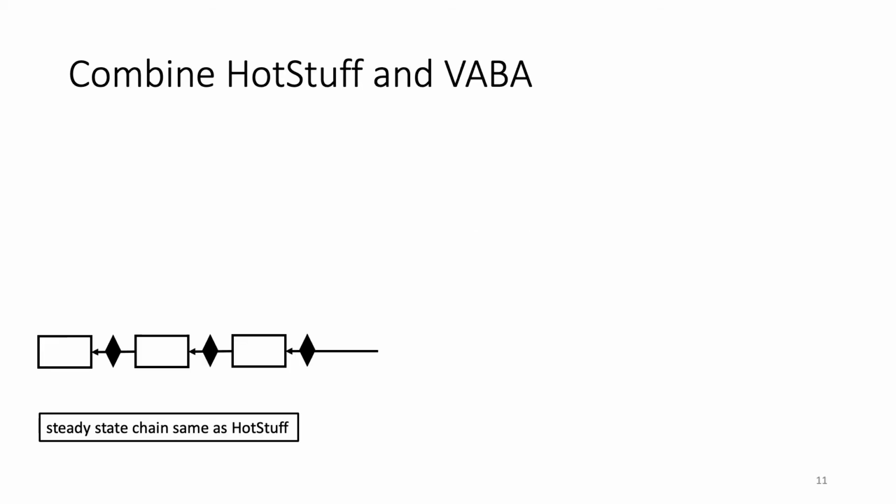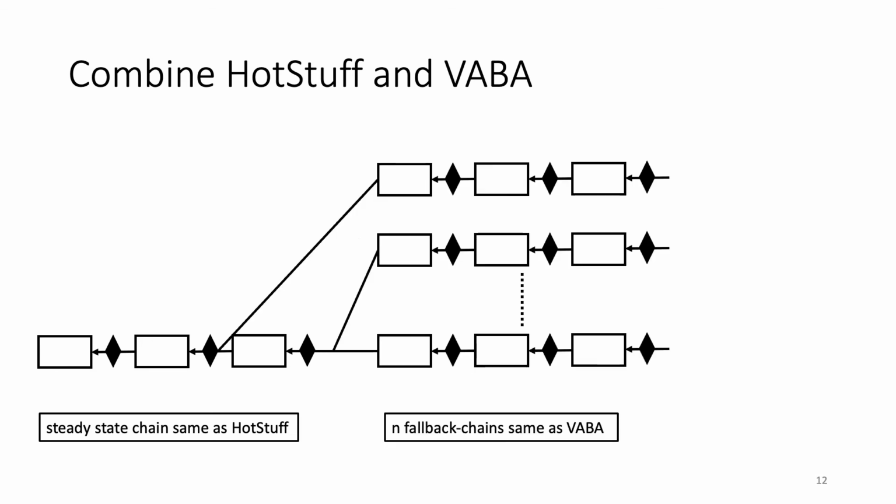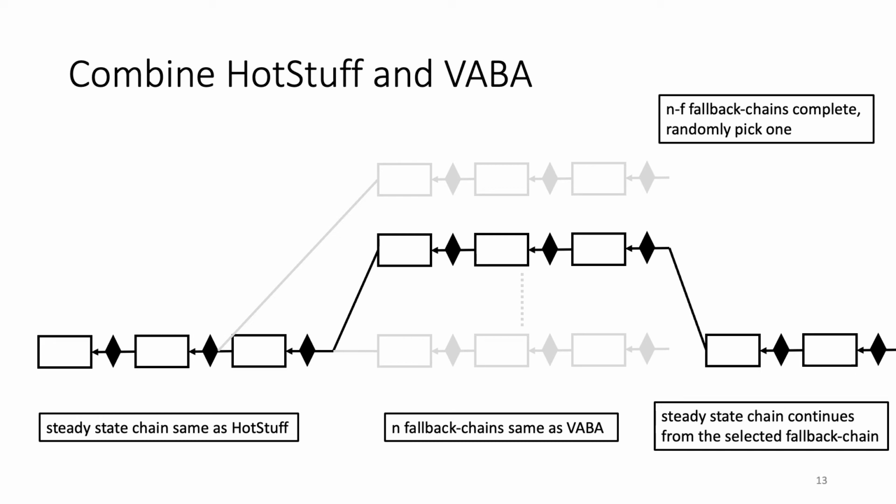Now let me briefly describe our intuition on how to combine Hotstuff and VABA to obtain our new protocol. Our new protocol has a steady state chain the same as Hotstuff, so under synchrony, our protocol will be very similar to Hotstuff. Then if the network becomes asynchronous or the leader is bad, all the nodes will trigger fallback. Each of them will act as a leader and propose and build its fallback chain, similar to VABA. Once enough fallback chains complete, the leader election will randomly select one chain out of these n-f chains. Then the steady state chain can continue from the selected fallback chain, and we go back to the sync path.